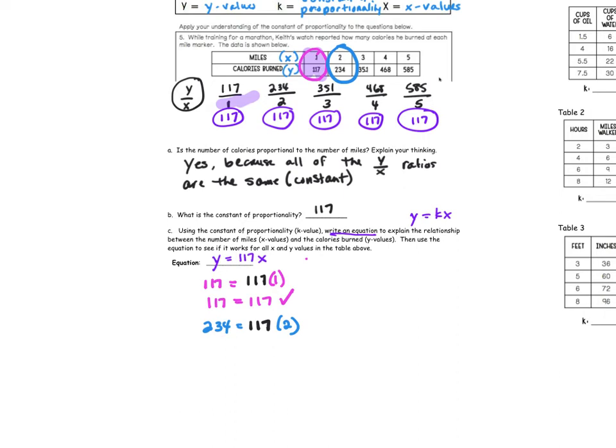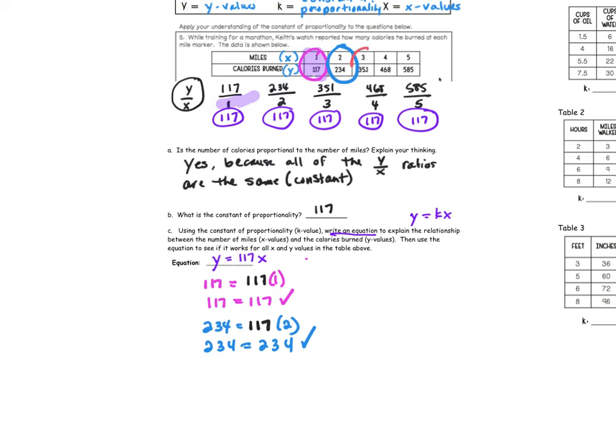Well, on your calculator, take 117 times 2. And we should get 234 equals 234. So that's true. So our second ordered pair was true.